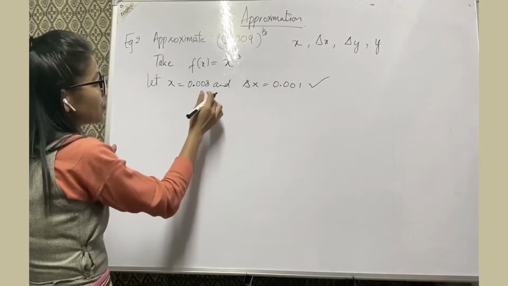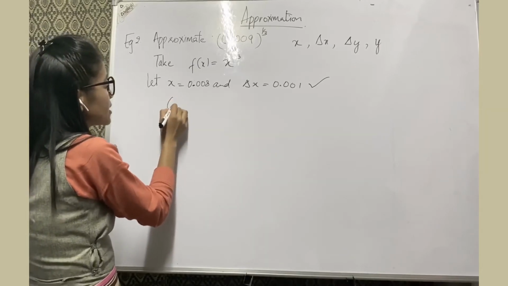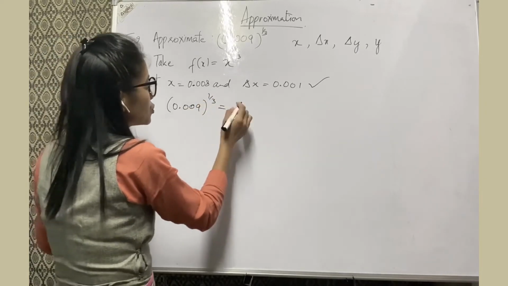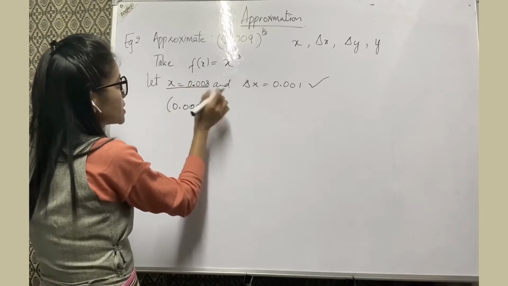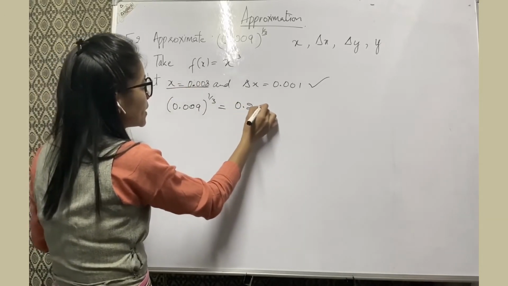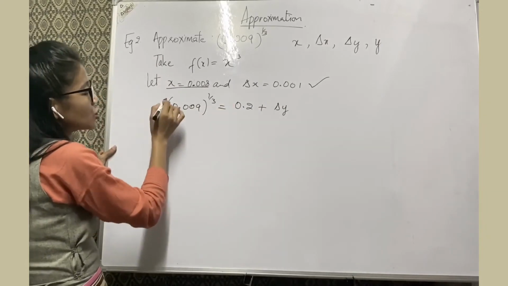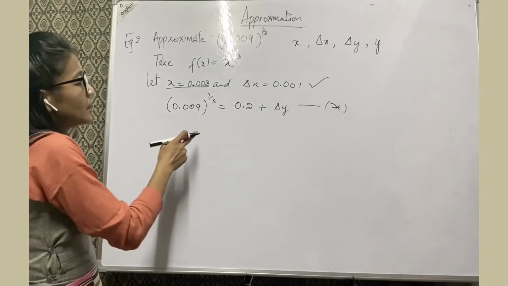Now you have to find out delta y. Now it's quite same, okay. So that is 0.009 cube root. This is equals to, you will write this, okay, what is the cube root of this? So that is 0.2 plus delta y, okay. So every time you will write this. So this is what we have to find out, okay.